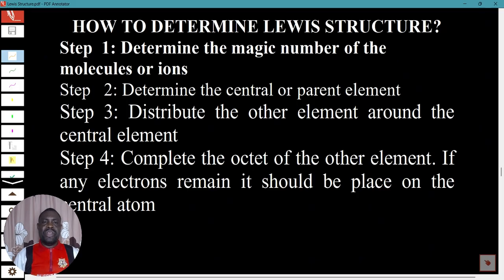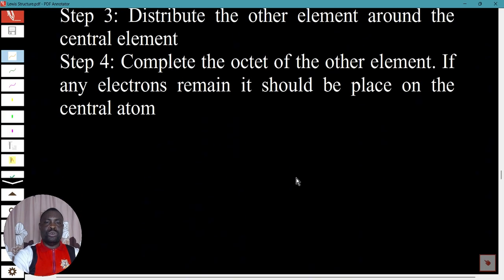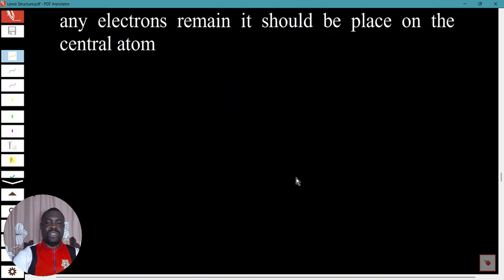A quick summary of the 4 steps to draw a correct Lewis structure. Number 1, determine the magic number of the molecule. 2, determine the central or parent element. 3, distribute the other element around the parent element or central element. 4, complete the octet of the other element, and if any electrons remain, they should be placed on the central atom. These are the 4 steps required to draw a correct Lewis structure.